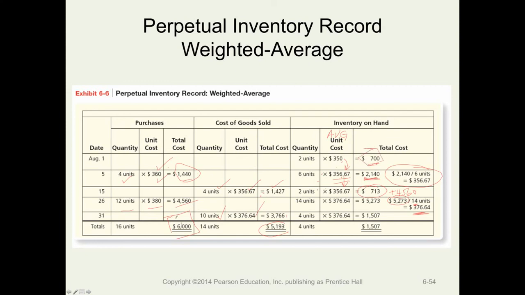Out of the total cost available, and remember the total cost available is constant in our example, $6,700. That's the total available. Using the weighted average approach, allocates $51.93 to COGS and $15.07 to ending inventory. And remember that the sum of the cost of goods sold and the ending inventory will equal $6,700.